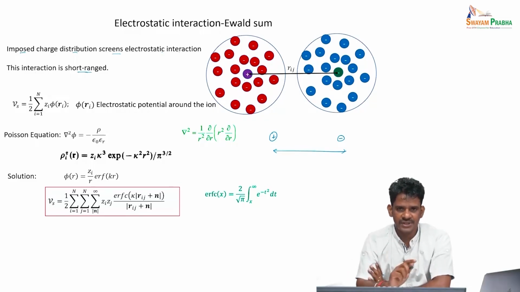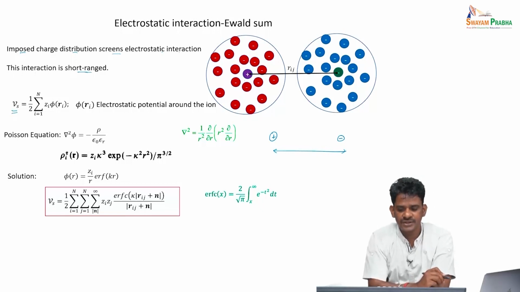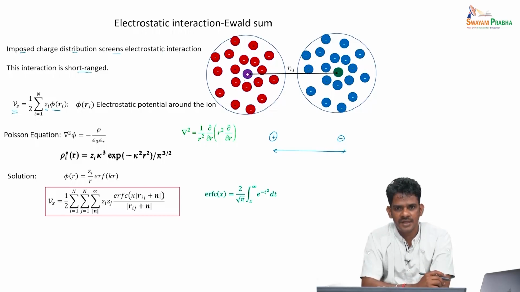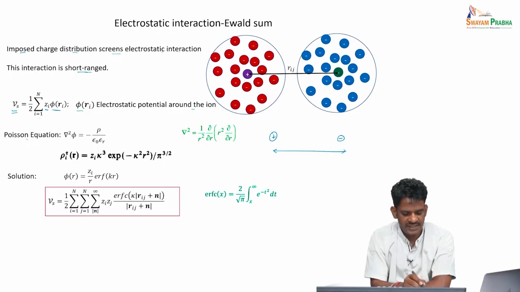So now with this approach, we can go and calculate the short range electrostatic interaction for the system, and it can be written as 1 by 2 sum over all the ions 1 to N of Zi, that is the charge on species i, times the potential around the particle at distance Ri. For getting the electrostatic potential around the ion, we need to solve what is known as the Poisson equation, which basically is a second order differential equation.